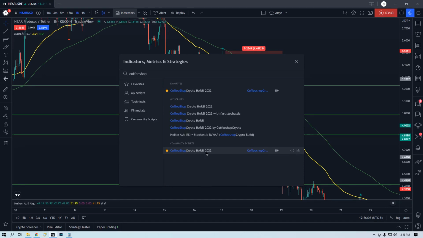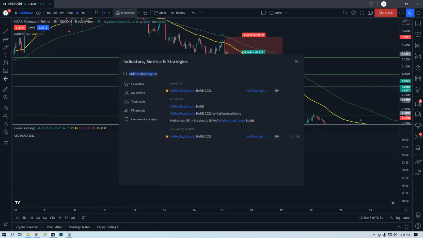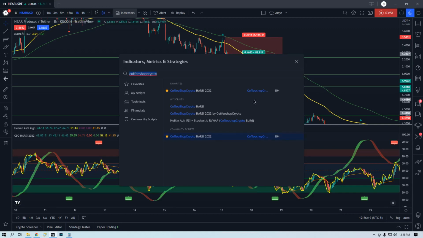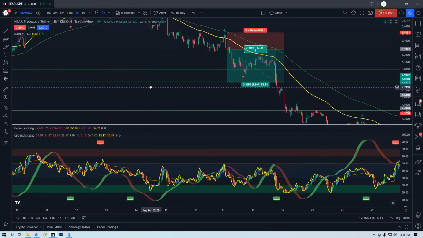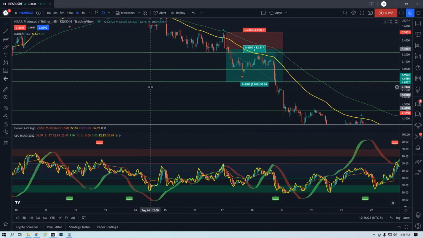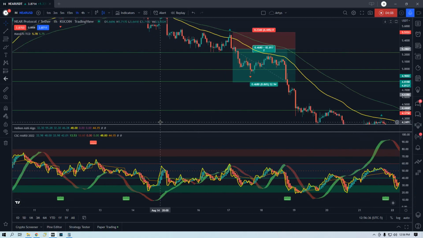Go to tradingview, get right in there. Go to your indicators and look for, in the community scripts, look for coffee shop, right? Look for coffee shop. And you're going to see under community scripts, coffee shop crypto HARSI 2022. There is only one. If you type in coffee shop crypto, there is only one. I'm the only one. Yay. Now, add this to your chart, make it your favorite. It should always be your favorite. It should always be on your chart, right?